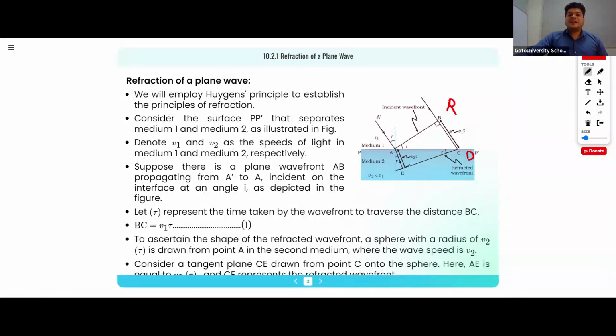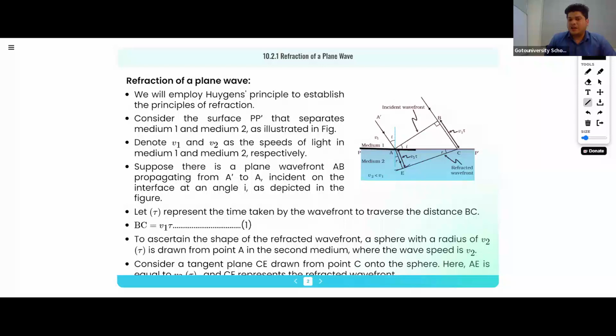Okay, so let's see the reflection of plane waves. Yes, you have a diagram. You have to copy and paste this diagram. So what you will do, yes, you will have this diagram. In this diagram, you have an interface. What is the meaning of interface?